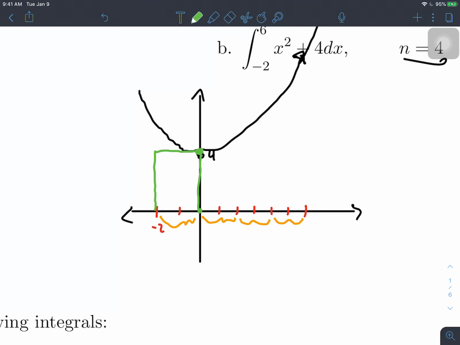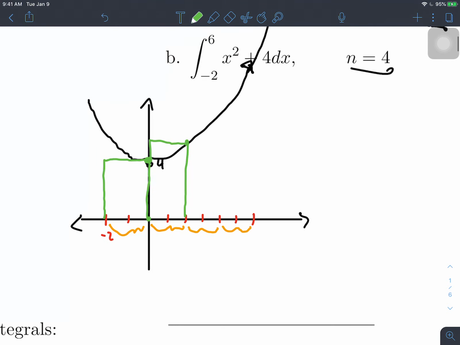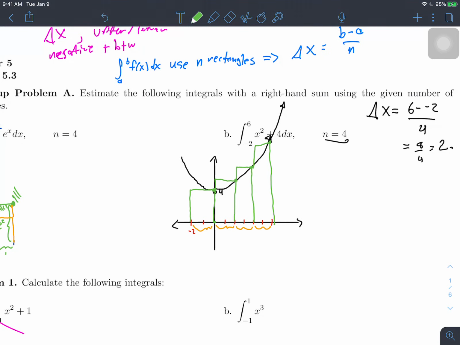All right, how about the next one? I should take x equals 2, find the height at that point, and push it over to the left. It's our second rectangle. Then I should take x equals 4 and move it over to the left like that. And then lastly, I should take x equals 6 and move it over to the left like that. Okay, so I'm pretty much there.